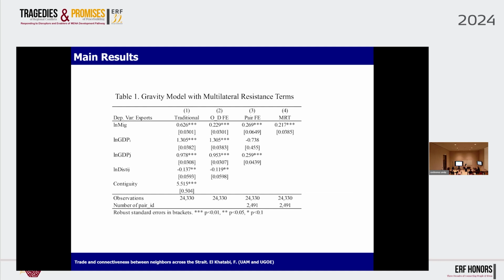So here we have different columns. The first one is the traditional gravity model. In the second one, we have the origin and destination fixed effects. In the third one, the pair fixed effects. And finally, in the fourth one, the multilateral resistance terms. In the first column, the gravity variables are as expected. The GDP of origin and destination are positive and significant, and around 1. The distance is negative and significant too, and contiguity has a very high and significant coefficient.